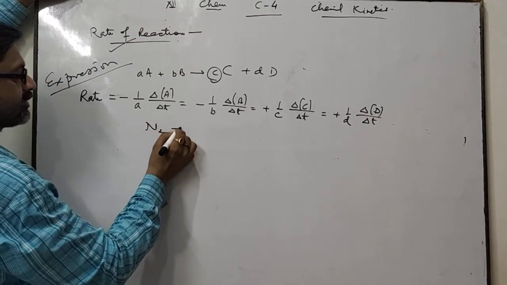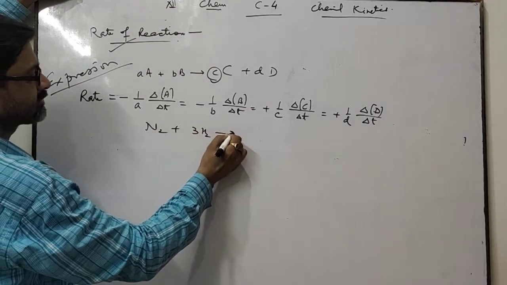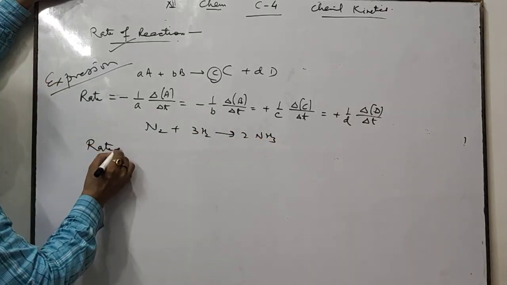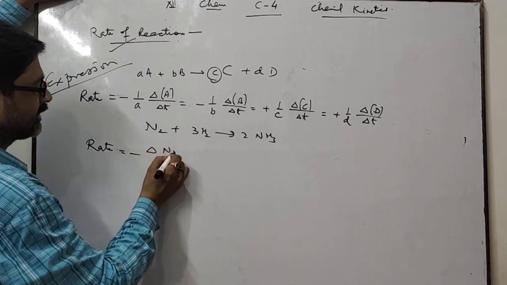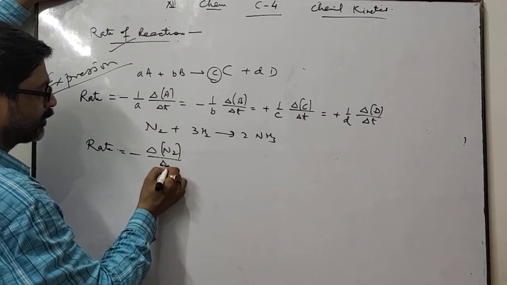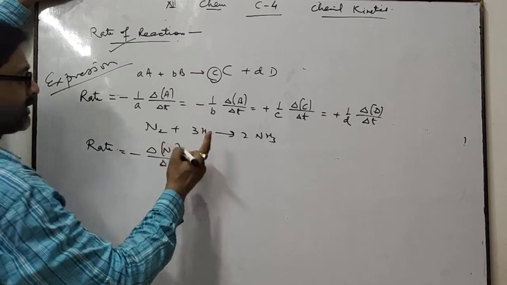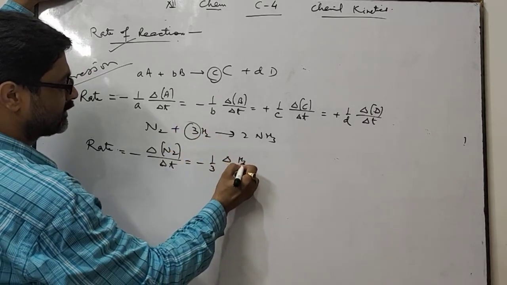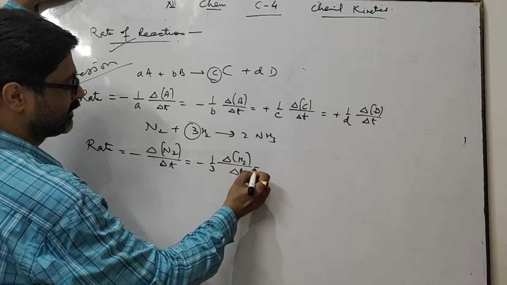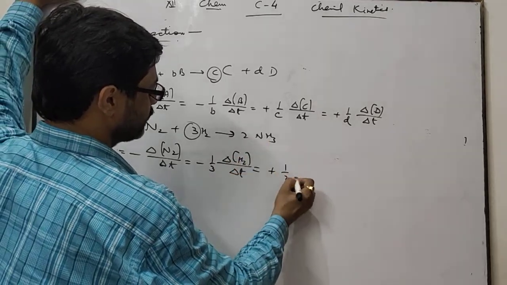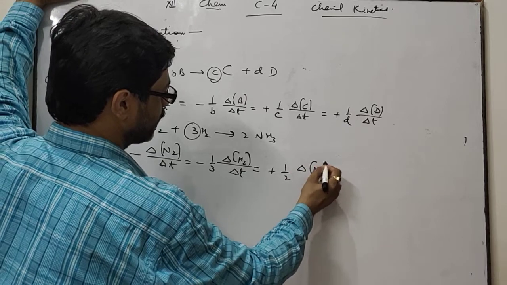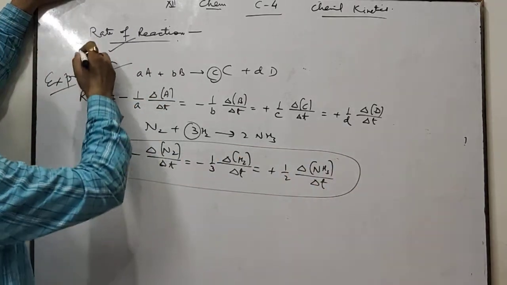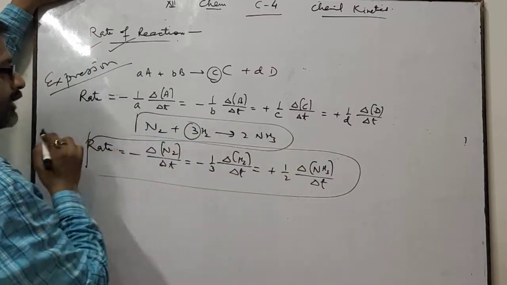Take one more reaction like this: N2 plus 3H2 gives 2NH3. In this reaction, the rate will be minus delta concentration of N2 upon delta T equals minus 1 by 3 delta H2 upon delta T equals plus 1 by 2 delta NH3 upon delta T. This is the expression for rate of reaction for this reaction.